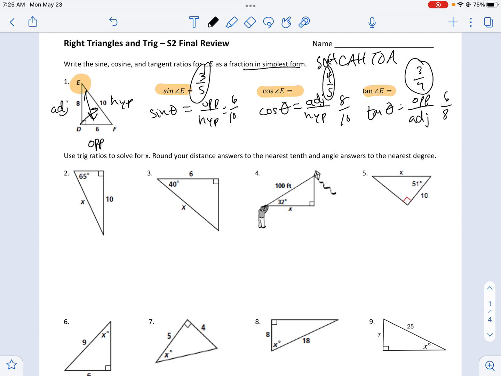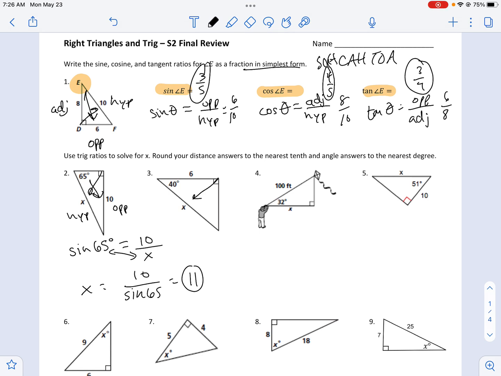Next, you need to figure out which one of these 3 to use to solve for what you're missing. So I like to mark the sides. We know opposite. We're trying to find the hypotenuse. So that's sine. Our angle is 65. Sine is opposite over hypotenuse. Now, if you remember, when x is on bottom, we can do some math magic. We can just flip it around. Put that into your calculator. You get 11.